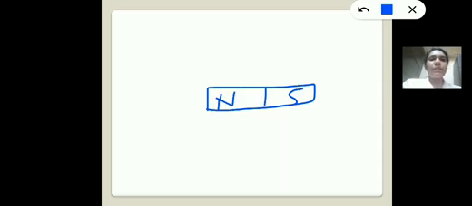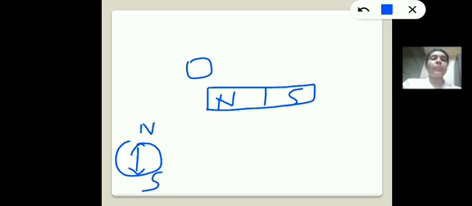And place a compass needle here. And you know the compass needle will rest in north-south direction. When the compass needle is placed here, the south of the compass needle appears at this point because unlike poles attract and like poles repel, and the north pole of the compass needle will appear here.